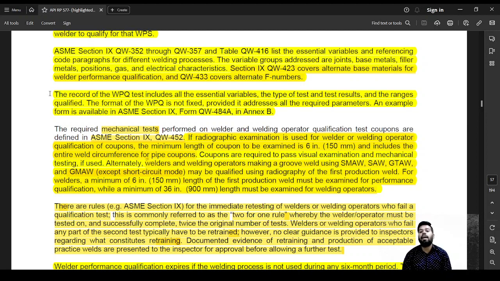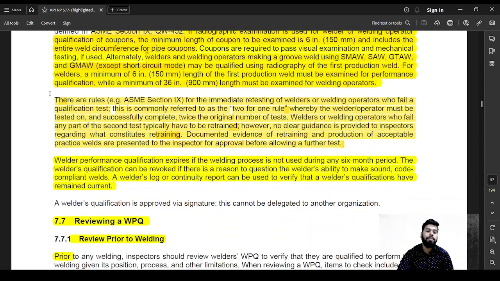Alternately, the welders and welding operators making the groove weld using GMAW, SMAW, GTAW, SAW may be qualified by using radiography for the first production weld. For welders, a minimum of 6 inches of the length of the first production weld must be examined for the performance qualification, and a minimum of 36 inches of the length must be examined for welding operators.